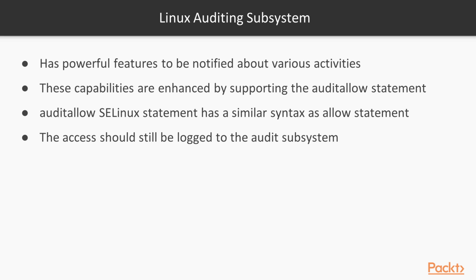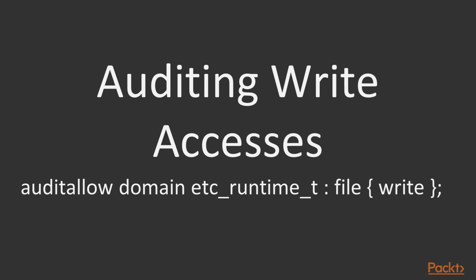Some applications have privileges that we still want to be notified about when they're used. The Linux auditing subsystem has powerful features to be notified about various activities on the system, and SELinux enhances those capabilities by supporting the auditallow statement. The auditallow SELinux statement has a similar syntax as the regular allow statement, but instead of telling SELinux that the access is allowed, it tells SELinux that the access, if allowed, should still be logged to the audit subsystem. For instance, to audit write accesses to files labeled with the etc_runtime_t type, you'd use this line of command.